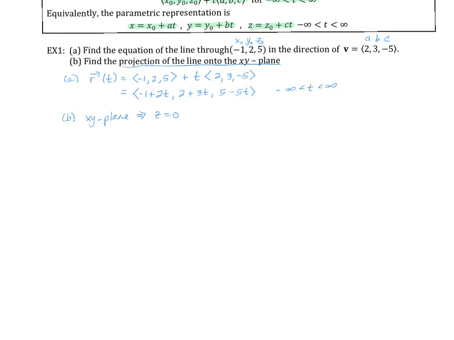And all I have to do is look at my parametric representation. That means my x value is going to be equal to x sub 0, which was -1, plus a times t. A is 2, so plus 2t. And my y value is going to be 2 plus 3t. So that's the equation of the line in the xy plane.